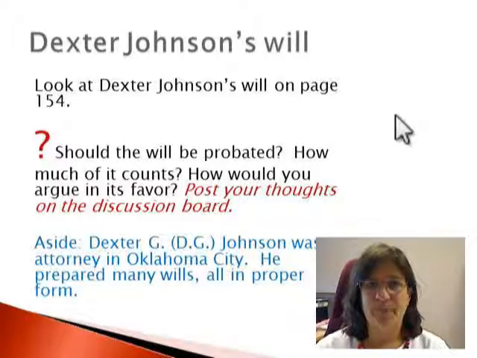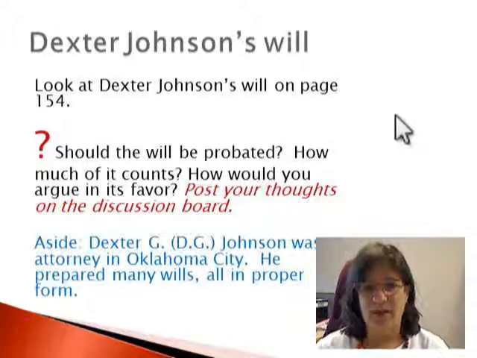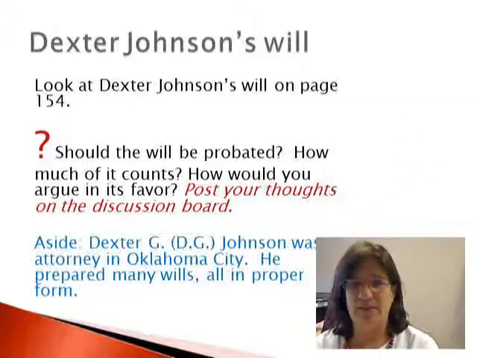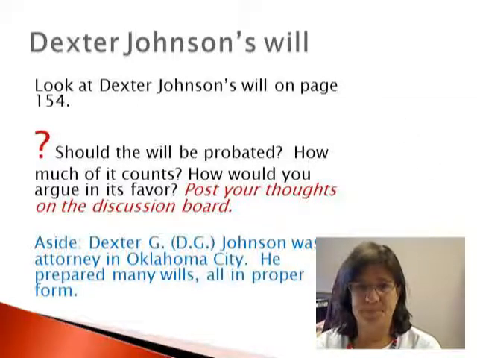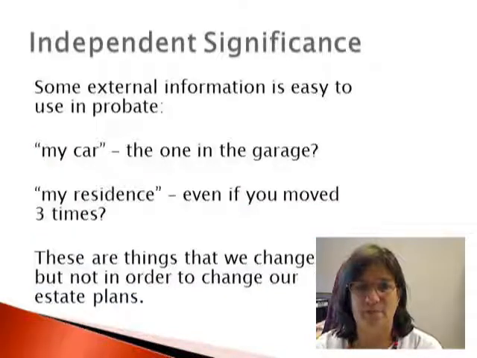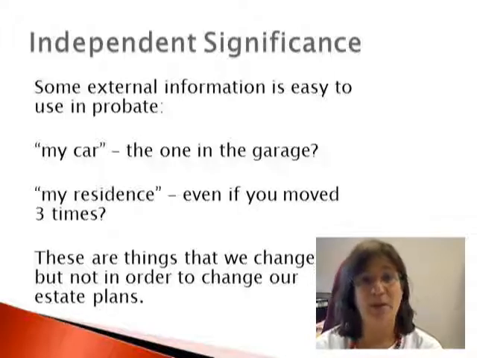Just an aside, Dexter G. Johnson was an attorney in Oklahoma City, according to the case, and he actually prepared wills for other people, he did it right. Okay, so go ahead and turn this off. Go post something on the discussion board, and then come back and talk about independent significance. I will still be here.